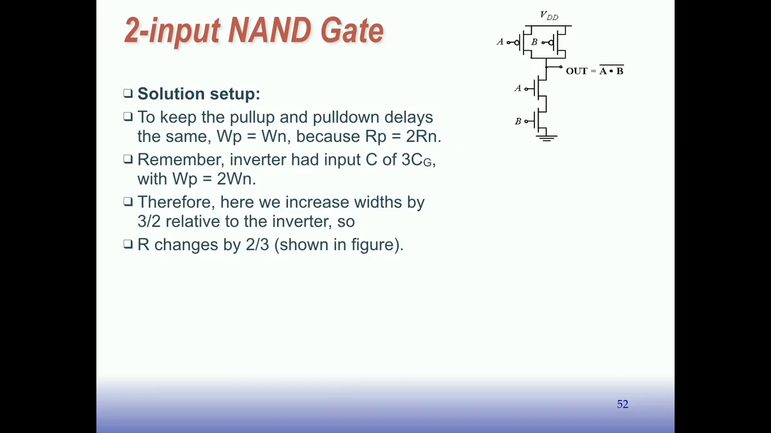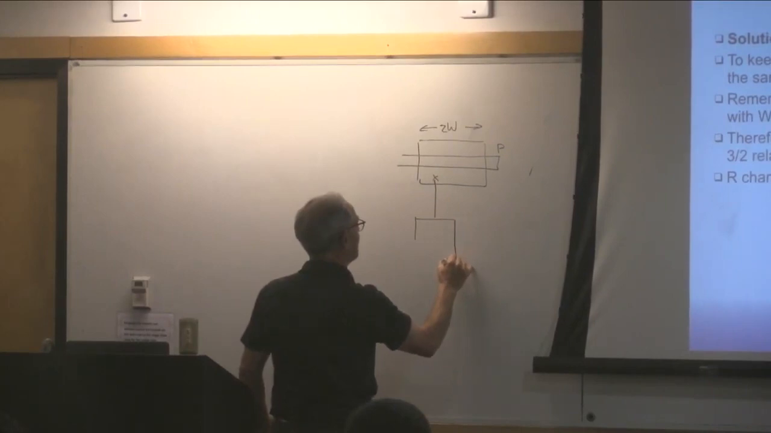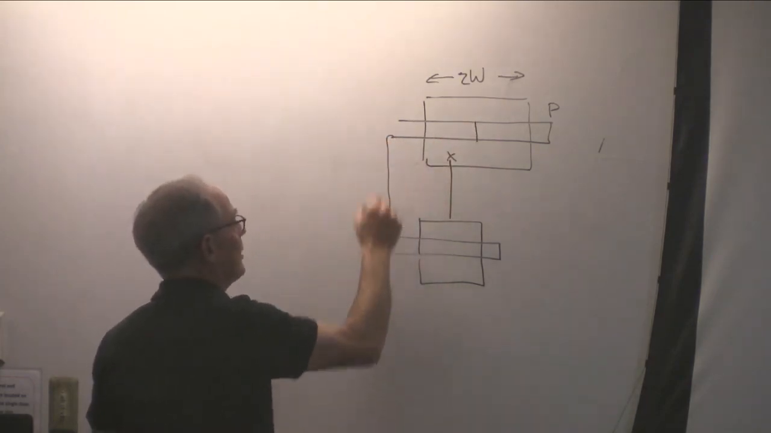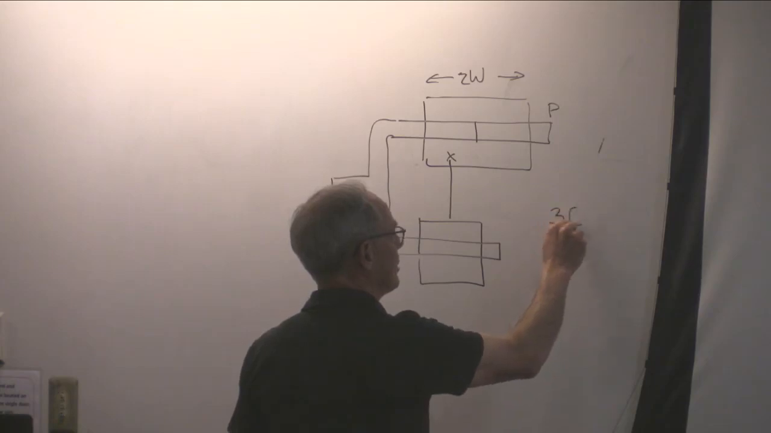Now, the inverter had an input capacitance of 3 C sub G. That was with the width of the P being twice the width of the N. So the inverter kind of looked like, let's see if I can draw the layout of these transistors to help visualize. If that was the p-type transistor, it had maybe 2 times W. And then this was connected somehow down to the n-type transistor, which was half the width, W. And these are connected together. So this gave rise to an input capacitance of 3 C sub G.